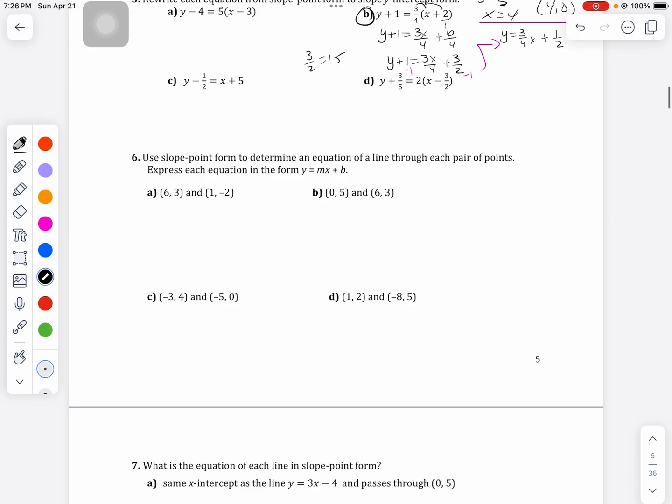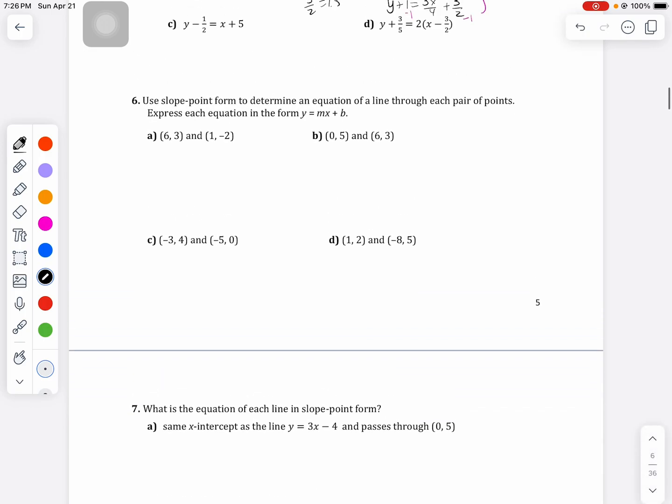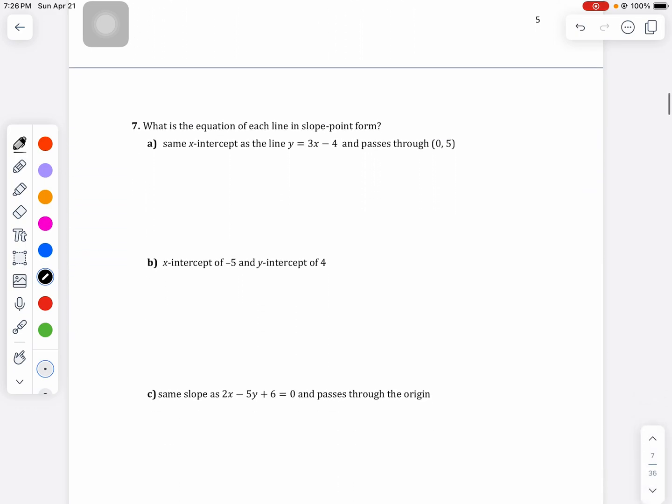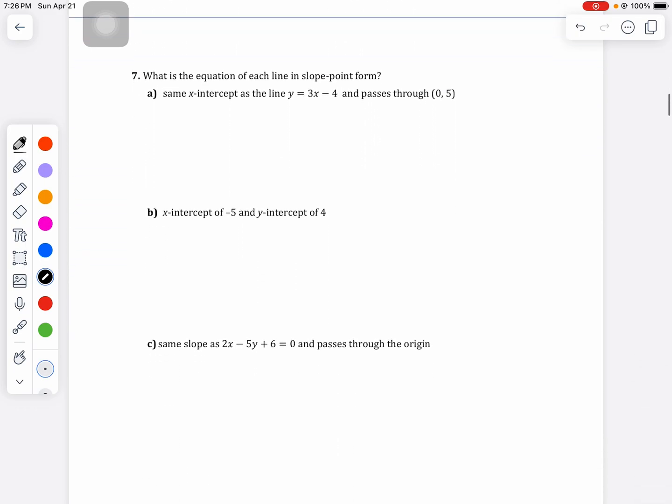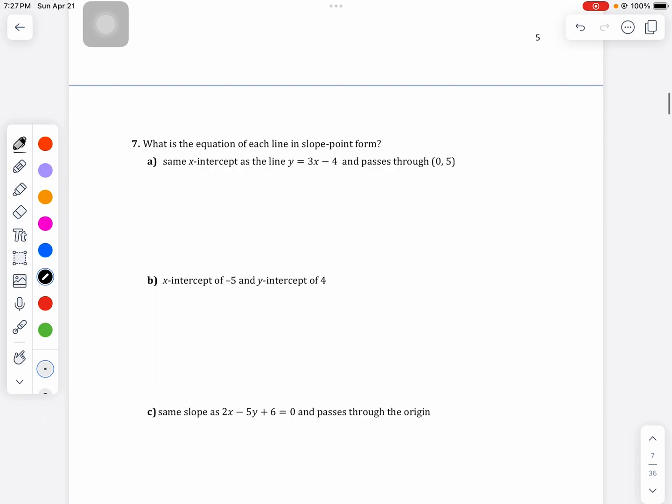Okay, question 6. We need to use those 2 points to find the slope, and then we can use either point to put that into slope point form, then do some converting. And then the last question here, number 7, what is the equation of each line in slope point form? Same x-intercept as this line, and passes through this point. So we really don't have the slope, and we only have one direct point. But we can figure out this point.